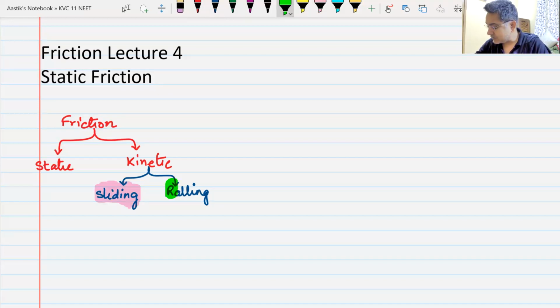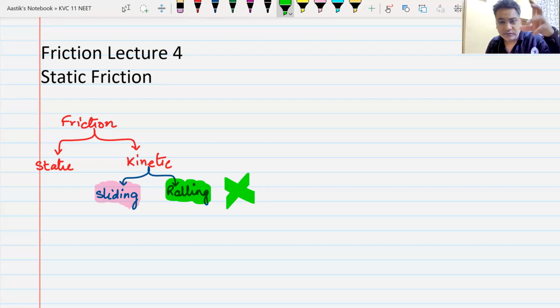The rolling friction is definitely not in your course, so numericals cannot come from this. But you must understand what rolling friction is. Rolling friction happens when bodies are rolling over each other, like a tire moving. Sliding friction is when bodies are sliding like this. When bodies are sliding, we have sliding friction. When a body is rolling, we have rolling friction.